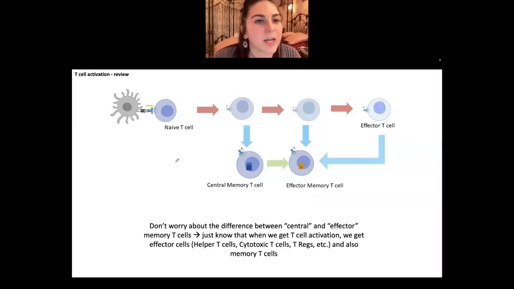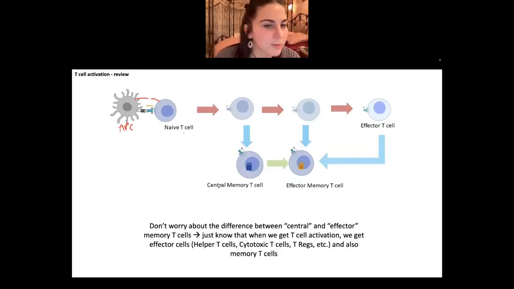T cell activation is kind of like, all right, here's an APC, and there's no signal 2 on here, so shame on this image, right? But anyway, we have an antigen presenting cell, and it's going to present antigen to a naive T cell. We get signal 1, signal 2, and then it kind of tells it, all right, what type of T cell do I want you to become? And at the end of the day, you get memory. So that's what I wrote here.